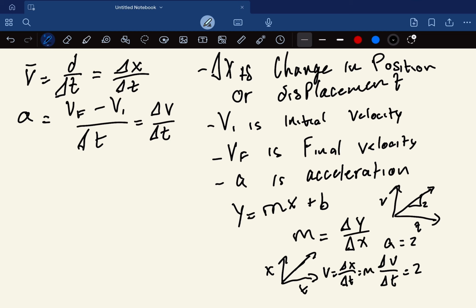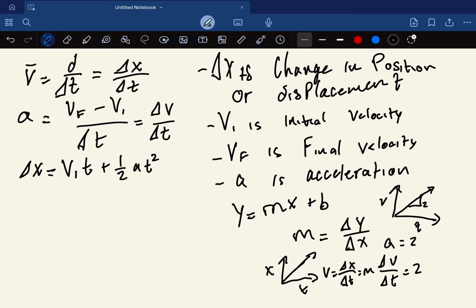For our next equation, we relate the difference in distance to the initial velocity and the acceleration of the object. This equation really shows you how far something travels when you know its initial velocity and you know its acceleration. That's when you could use this equation. This equation does require time, however.